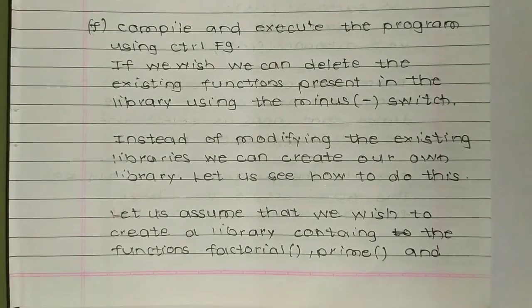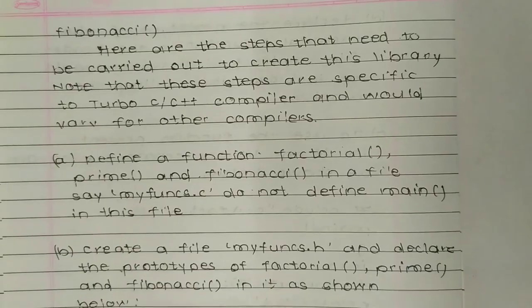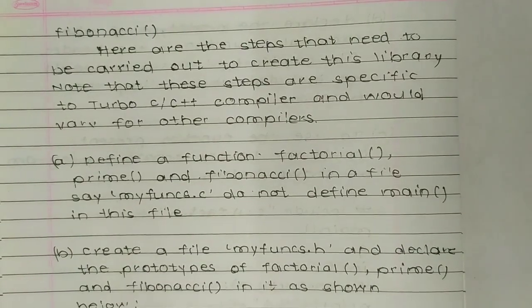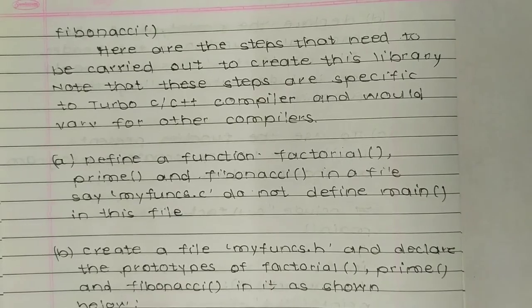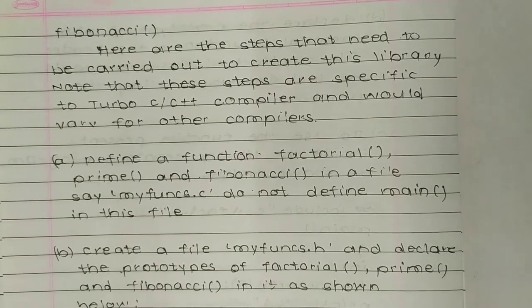Let us assume that we wish to create a library containing the functions factorial, prime and Fibonacci. Here are the steps that need to be carried out to create this library. Note that these steps are specific to the Turbo C++ compiler and would vary for other compilers.